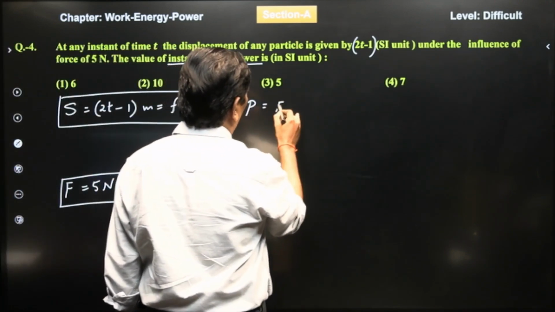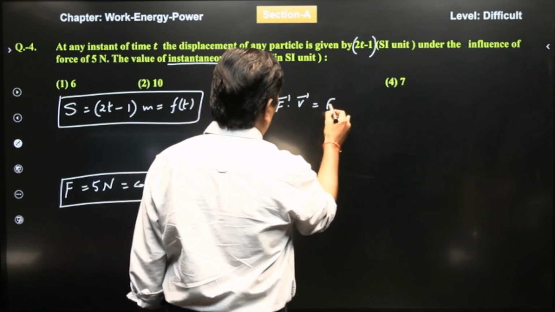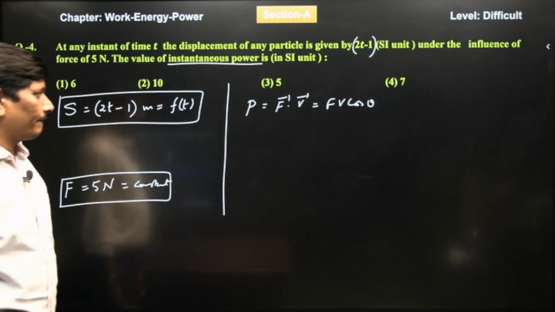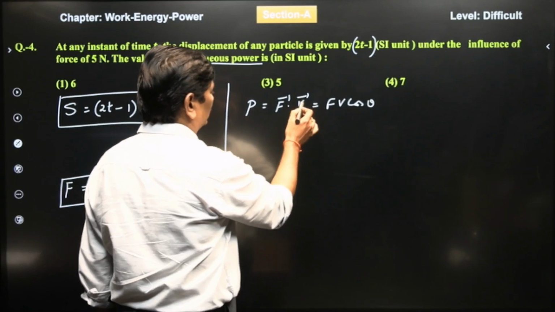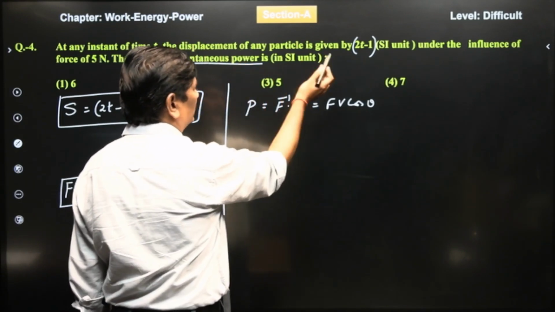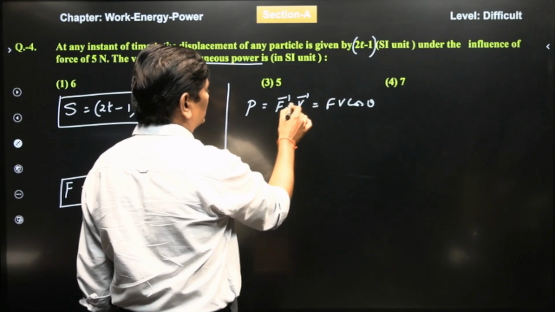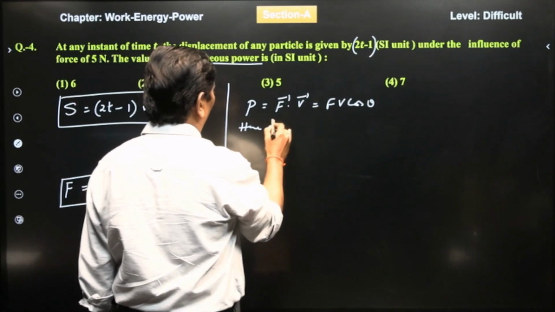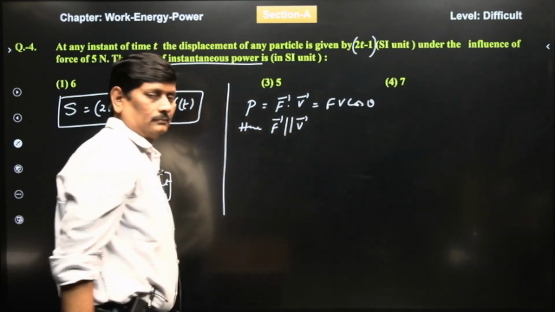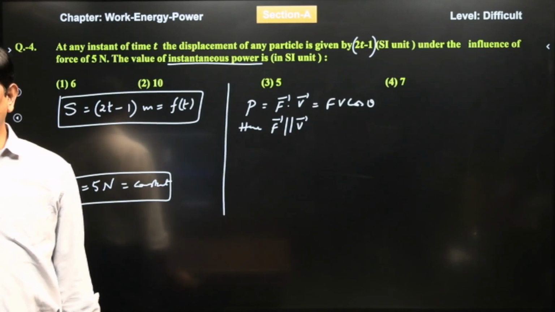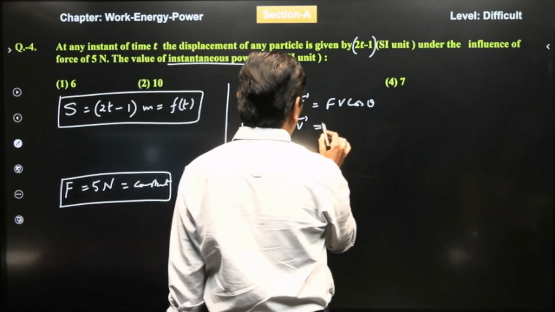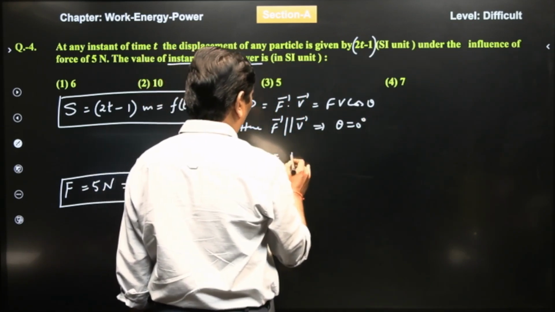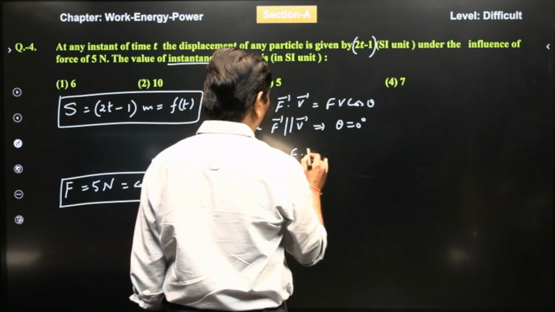As we know, power can be represented as F bar dot V bar, that is F V cos theta. Whatever the velocity, the motion with the displacement, that velocity is caused by the force. Here, F bar and V bar are parallel, since motion is caused by force in the direction of the force. So theta is equal to 0 degrees, and the power P is simply F multiplied by V.